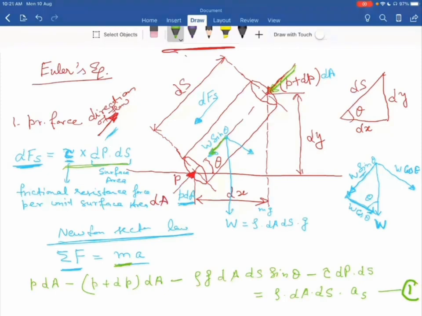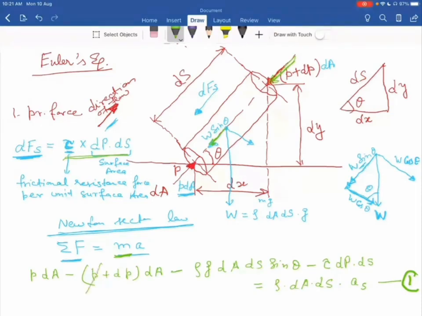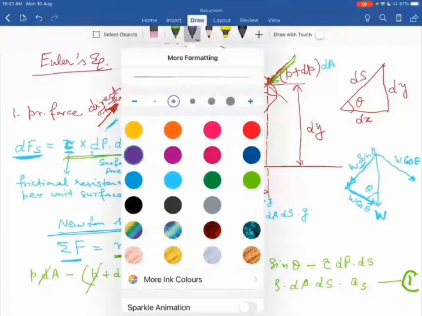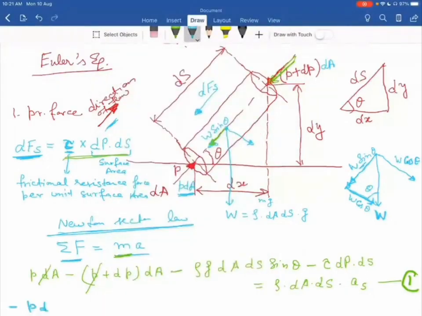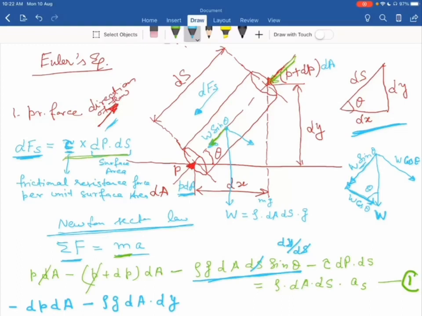Okay, now you can see here, PdA cancels with PdA. So we are left with, क्या बचेगा आपके पास, minus dP dA. It is minus dP dA. ठीक है, then minus, now you see this term. Now sin theta, if you see this diagram, is dy upon ds. So ds ds से cancel हो जाएगा, ठीक है, और जो remaining term अब आपके पास रहेगी, that term is minus rho g dA dy. Okay, the third term, minus tau dP into ds, equal to rho into dA ds into a_s. ठीक है.